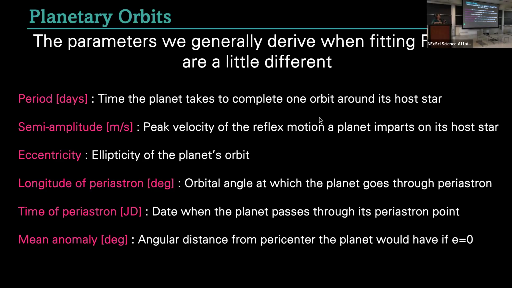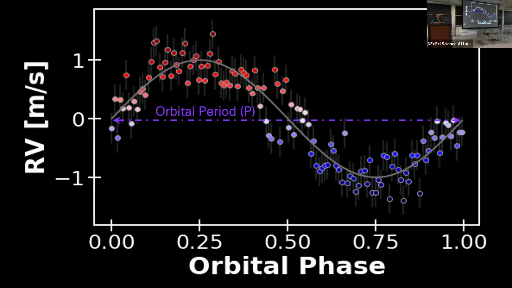The parameters that we actually derive when we're fitting RV data are a little bit different than this. When you're reading papers describing radial velocity planet detections, the things that you'll see people quantify are the period again, the semi-amplitude of the planet, that's the size of our sine curve, and I'll show that in a moment, the eccentricity, the longitude of periastron, the time of periastron, and the mean anomaly. To walk through those, if we look again at our synthetic RV curve here, the orbital period is just the period of our sine curve. The semi-amplitude is the height, or the half height, of the sine curve here.